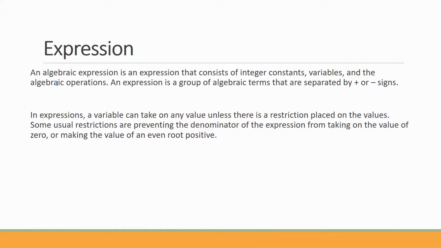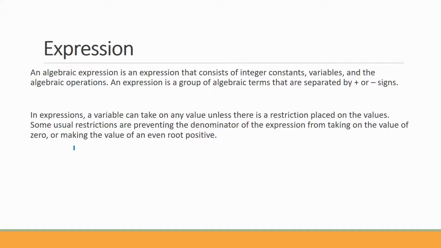We just said an algebraic expression is an expression that consists of integer constants, variables, and their algebraic operations. An expression is a group of algebraic terms that are separated by plus or minus signs. In expressions, a variable can take on any value unless there is a restriction placed on the values. Some usual restrictions are preventing the denominator of the expression from taking on the value of 0 or making the value of an even root positive.